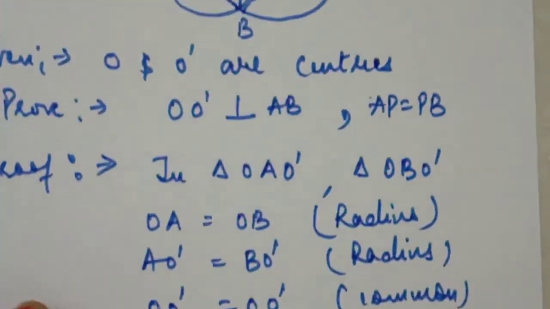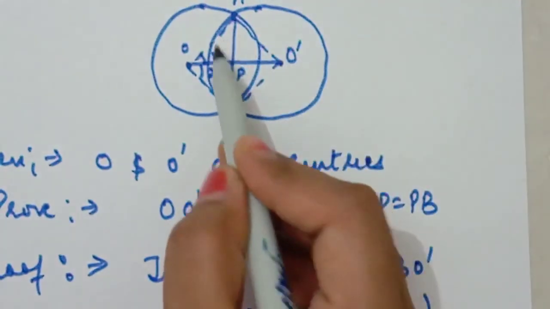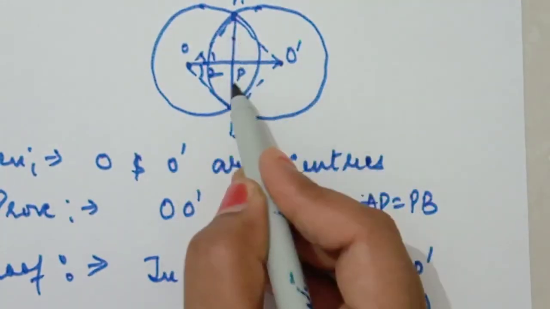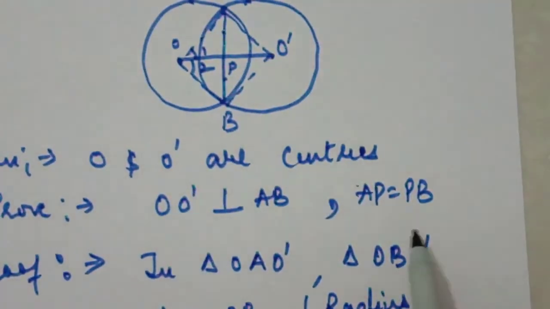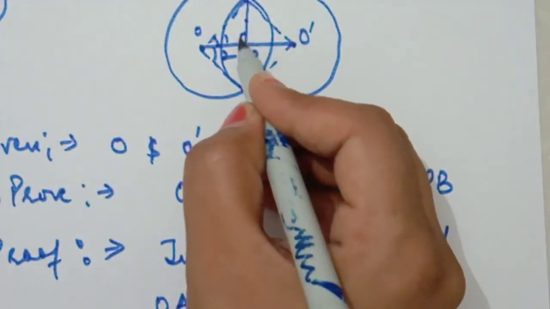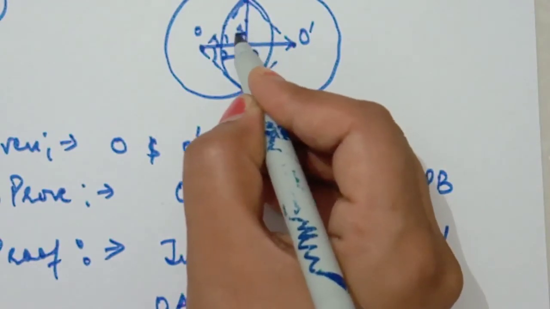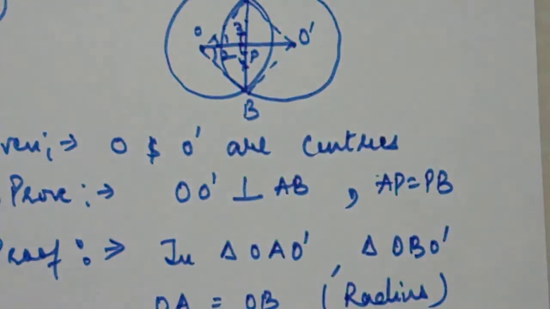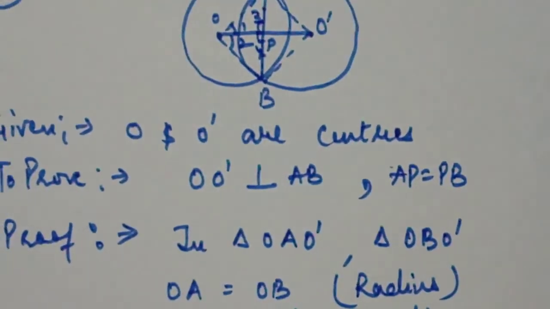One thing is already proved, because these two triangles are congruent, these two sides are equal. So AP is equal to PB is already proved. Now what about this? We have to prove that these two angles are 90 degrees. So we will mark them as angle 3 and angle 4. By CPCT we can take angle 3 and angle 4 as also equal to each other.